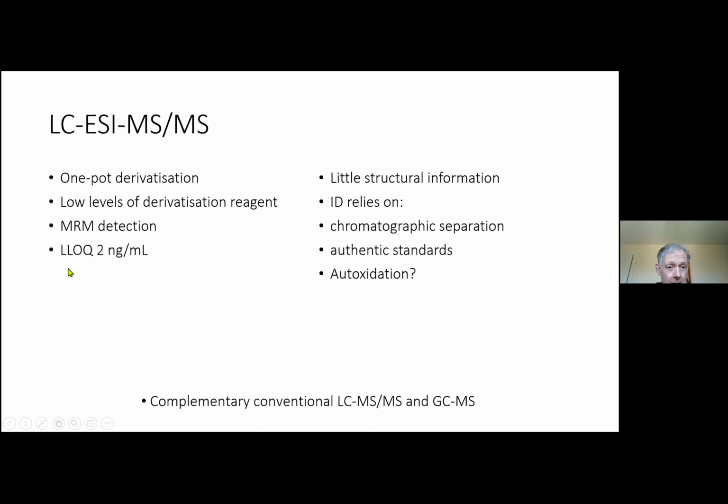detections, lower limit of quantification, 2 nanograms per mil, so that's perfectly respectable. Disadvantages, like most of the other methods, the ID relies on chromatographic separation of all of those isomers. If the isomers are overlapping, you're in trouble. And you also need authentic standards to make sure that what you're looking at is what you think you're looking at. I'm always concerned with autooxidation, so that's always a worry.